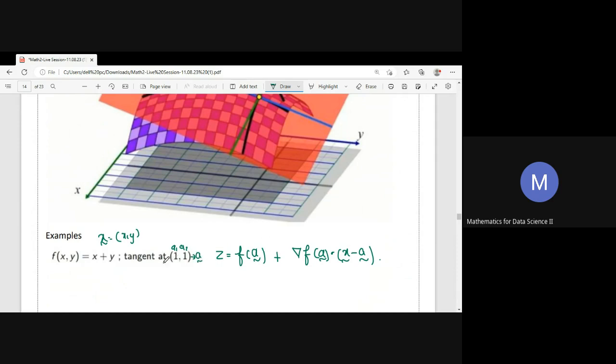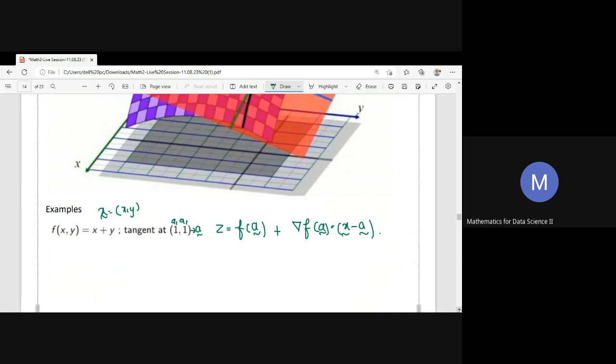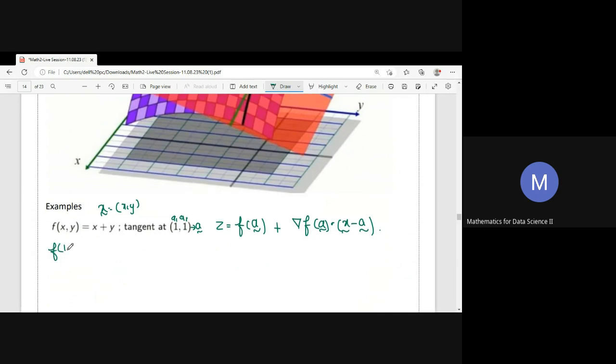For this, first you need f of a tilde. What is f of a tilde? It is 2. And del f of x comma y is 1 comma 1, so del f of a tilde is also 1 comma 1.